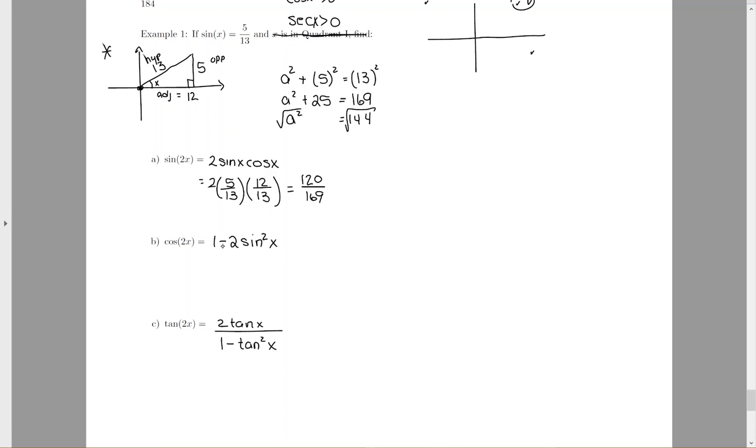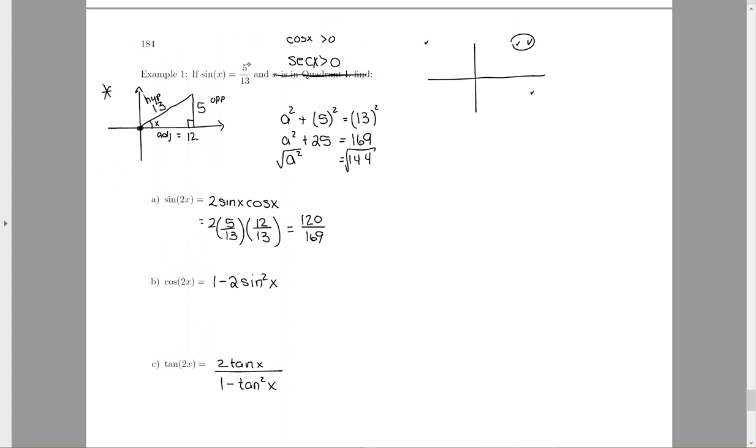For cosine 2x, I decided to do the 1 minus 2 sine squared x formula. The reason for that is because I'm already told what sine x is. That way, if I screw up my triangle, I'm not going to screw up cosine 2x, because I'm going to put in the 1 minus 2. Sine is already told to me, 5/13, and then square it.